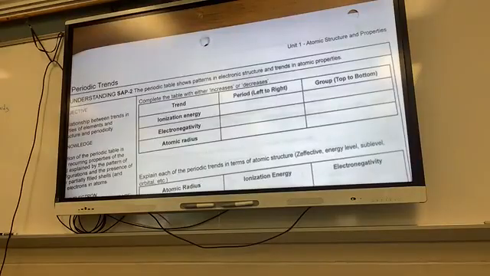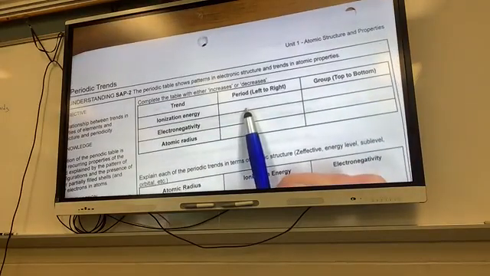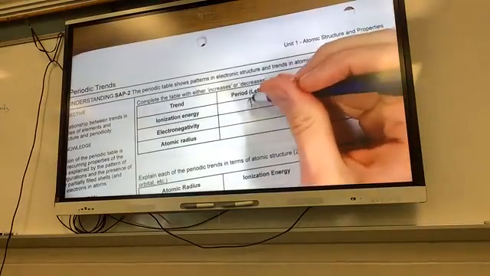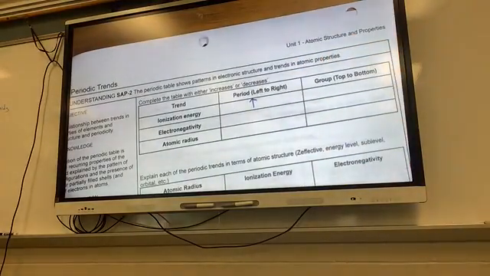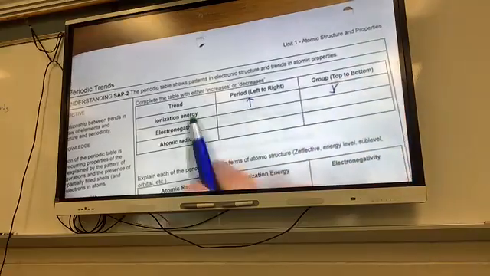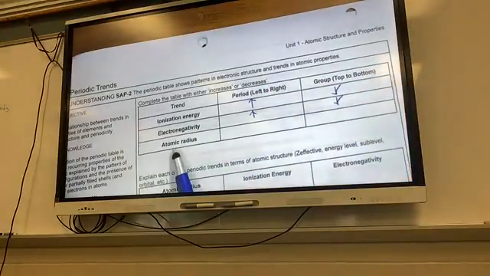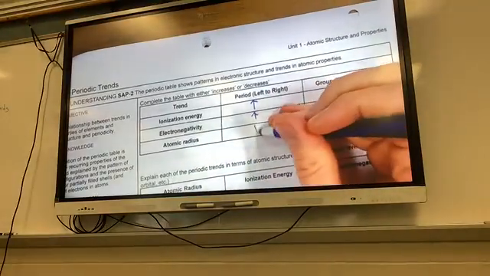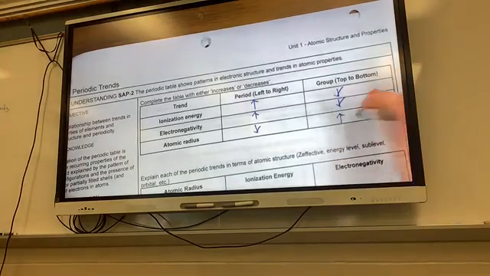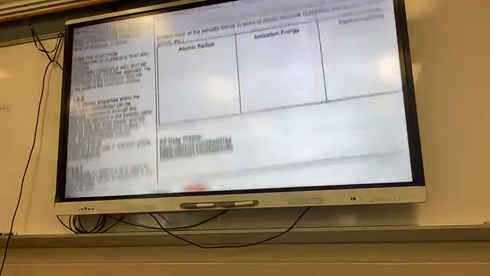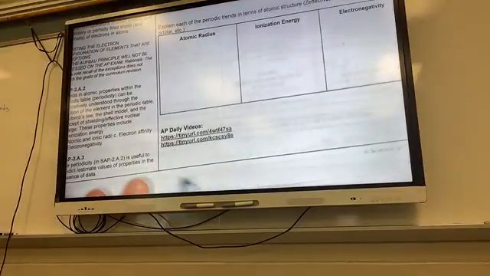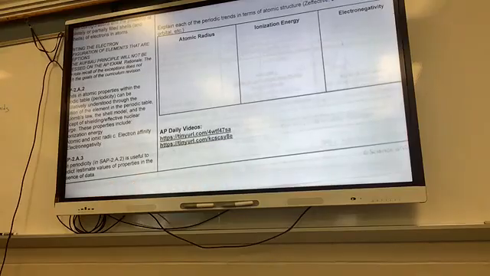So, in summary, our trends. We're not going to spend a lot of time on this. Left to right, ionization energy goes up. Top to bottom, it goes down. Electronegativity, left to right, it's the same. Atomic radius, left to right, is going down. Top to bottom, it's going up. And the other cool thing is, on the bottom of these pages, if there's something that you don't remember, go to the AP Daily video on AP Classroom. It's pretty sweet. Flip the page.